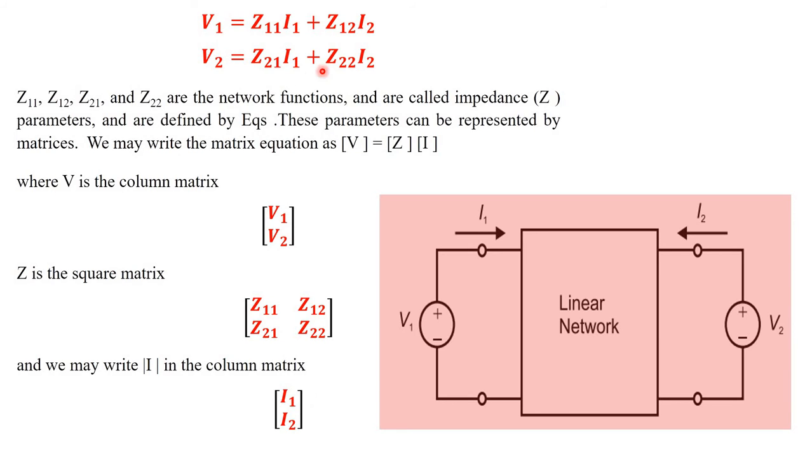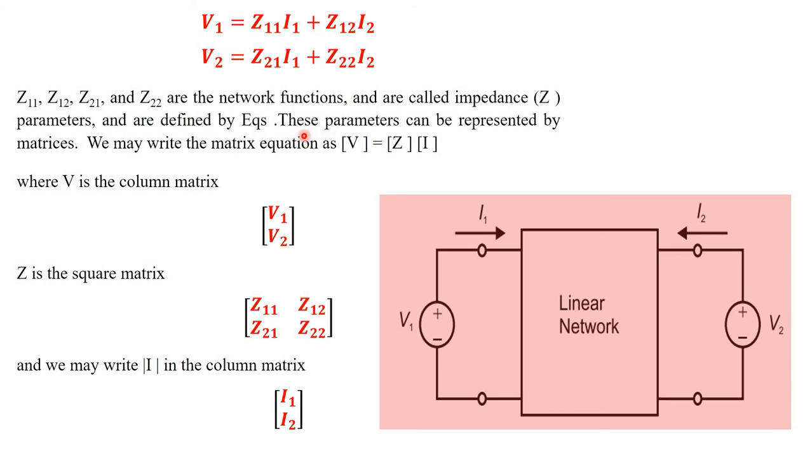Okay, next, how to write the equation. V1 is equal to Z11 into I1, the impedance parameter associated with the first port, and then the parameter that is shared between the first and second port, that is Z12 into I2. What is V2? V2 is Z21 into I1 plus Z22 into I2. In this way, first you have to write. Then Z11, Z12, Z21 and Z22 are network functions, called impedances.